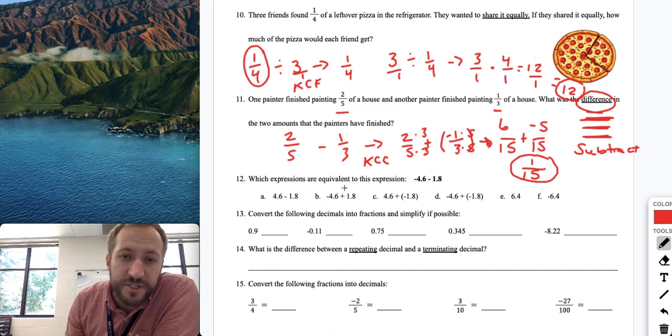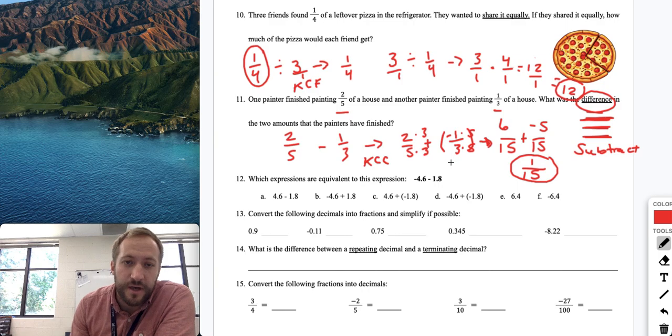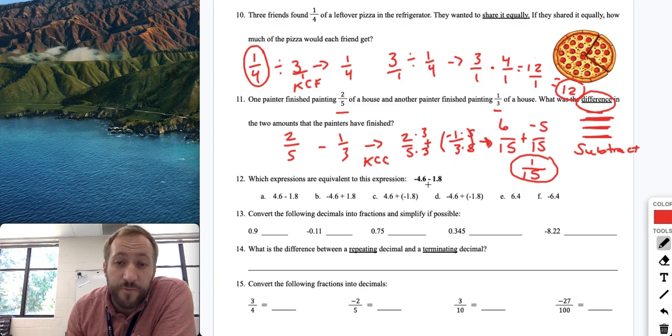Let's look at the next one. Which expressions are equivalent to this expression? So, negative 4.6 minus 1.8. That's a subtraction problem, and I know whenever I have subtraction, I turn it into addition using that keep, change, change method. So this is really negative 4.6. I keep it the same. Subtraction becomes addition, and change the sign of the following number, negative 1.8.